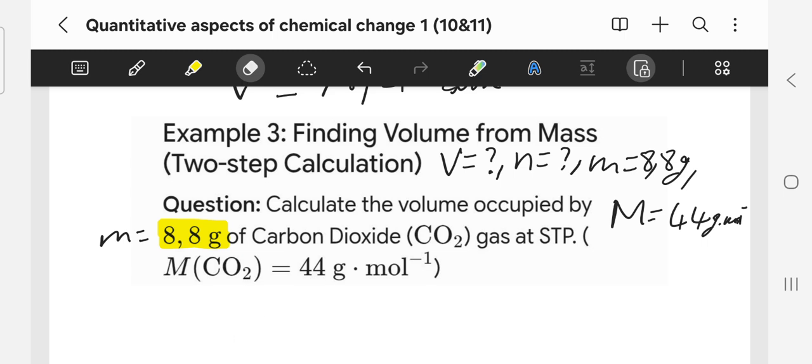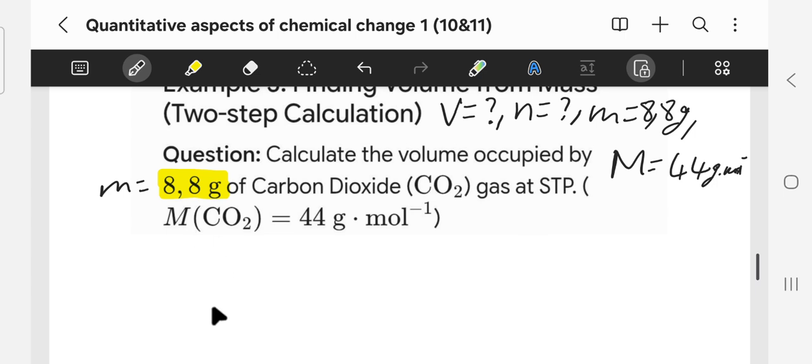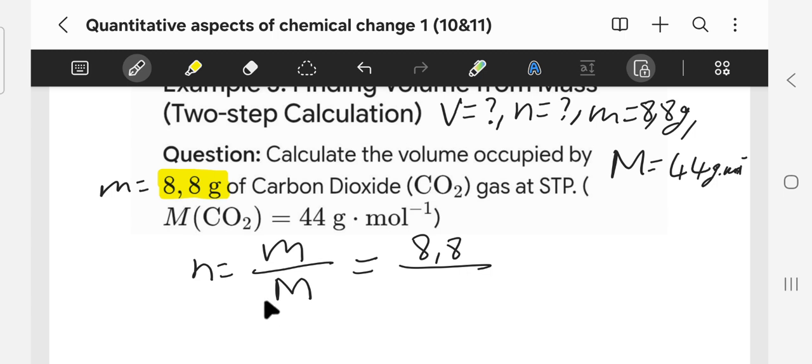So the first step, guys, is for us to actually find the number of moles. How do we do that? We go to the mole equation, which is n is equal to small m over big M. Then we substitute here. What is our small m? It's this one here, 8,8, divided by, what is our big M, the molar mass? It's 44 grams per mole. So here I'm just going to say 44. Then I do my calculations: 8,8 divided by 44. And the answer I'm getting is 0,2. So my number of moles is 0,2 moles.